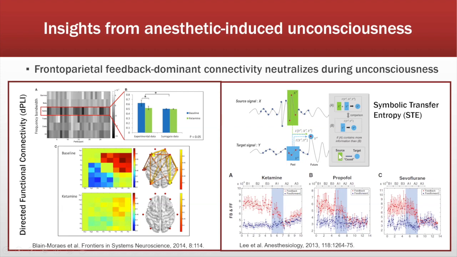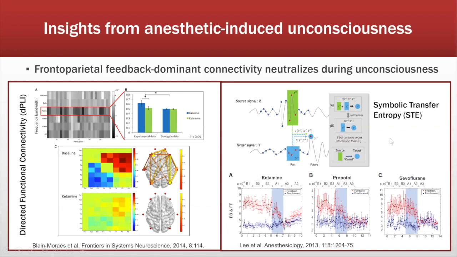And for those of you who are less familiar with this, just a 30-second tutorial on symbolic transfer entropy. You have two signals, signal X and signal Y, X being the source signal, Y being the target signal. The symbolic transfer entropy allows you to quantify if the past of signal Y is able to predict the future of signal Y, and if I add the past of signal X into that equation, how much does the prediction of the future of signal Y improve? And if the addition of the past of X improves the prediction of the future of Y, I say that X Granger causes Y.